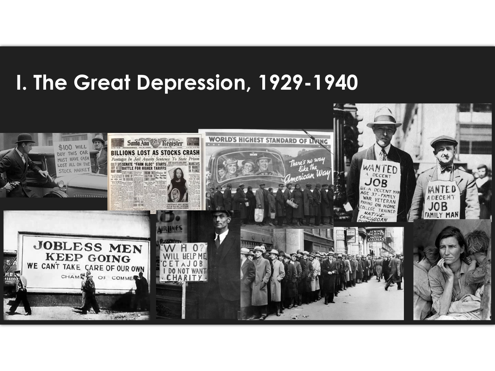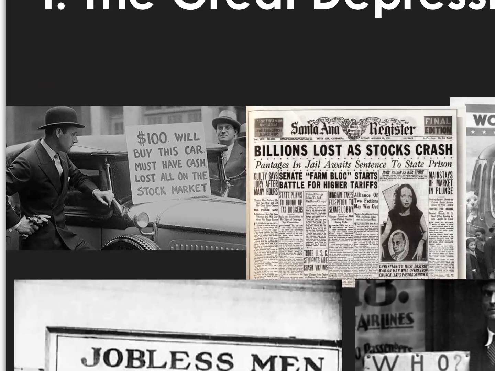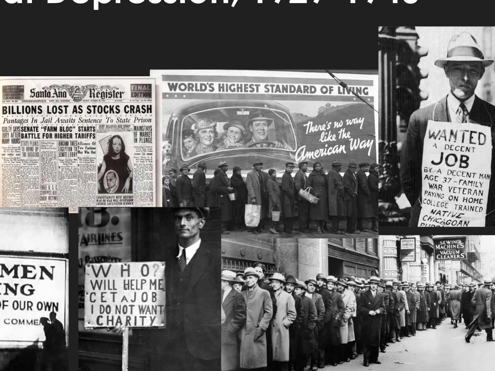There's no real for sure date. We kind of just slide into it at a rapid pace, but it gets so bad. If you look at some of these pictures, you'll see anything from the stock market crash, right? Billions lost. A stockbroker lost everything in the stock market. He sold his car for $100. That's not a Model T Ford. That's a pretty expensive customized car, right?